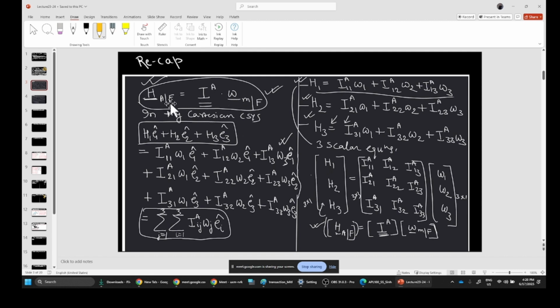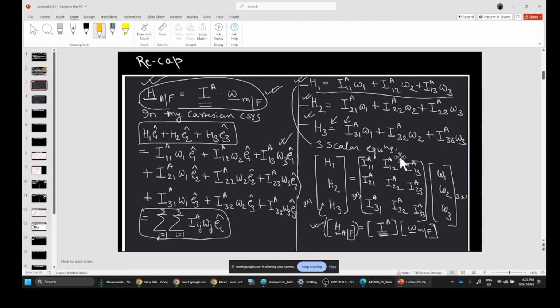If I use such a Cartesian coordinate system as my working coordinate system, then I showed that this equation relating the angular momentum to inertia tensor and the angular velocity vector can be written as a matrix product or a matrix multiplication. Left hand side I have h1, h2, h3. These are the three scalar components of the angular momentum in that coordinate system, which I showed on the last slide. Omega 1, omega 2, omega 3 likewise are the three scalar components of this vector in that coordinate system.